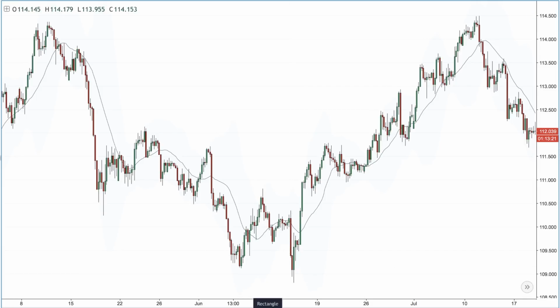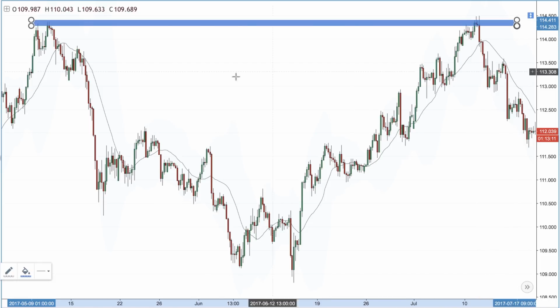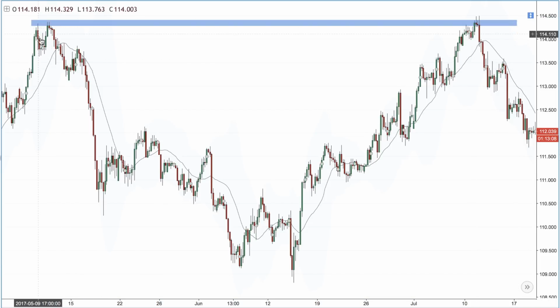First of all, what are support and resistance areas? When it comes to resistance, those are areas where price has previously struggled to move above. So here we have, for example, a resistance area. We can see that price made a high here, and then the next time price made another high and was not able to break it. So this is now a resistance area.